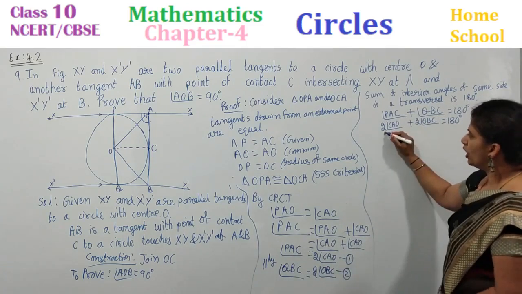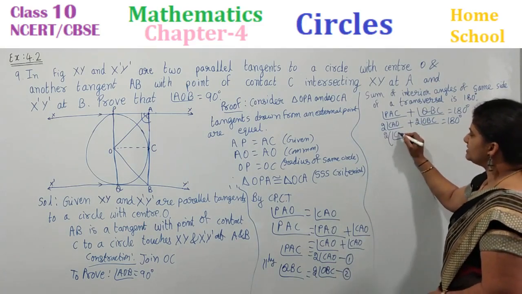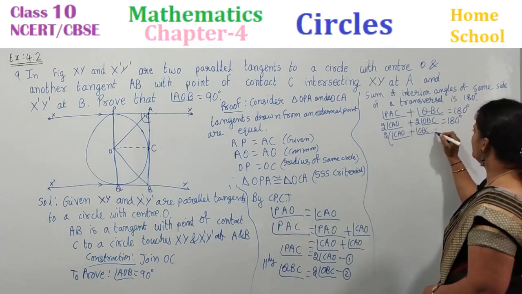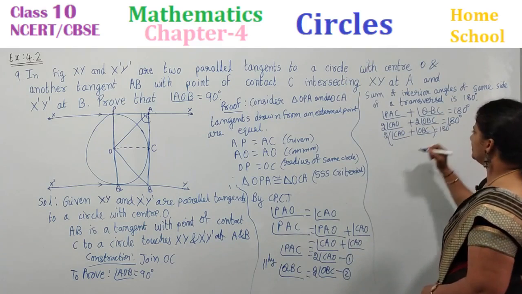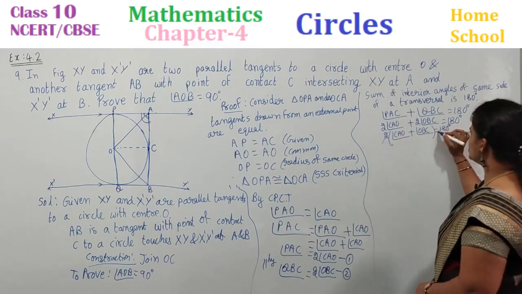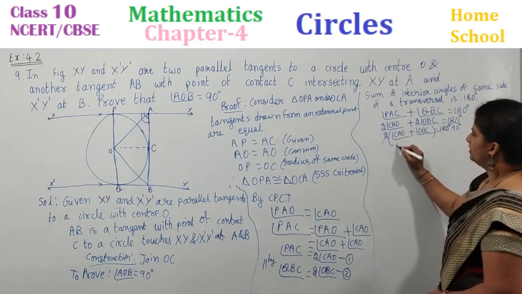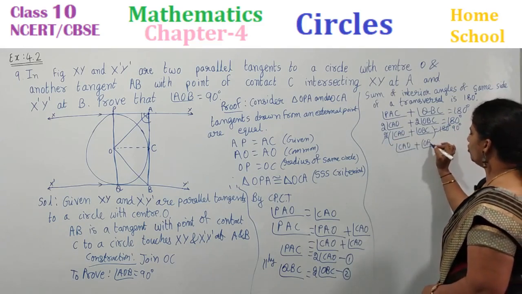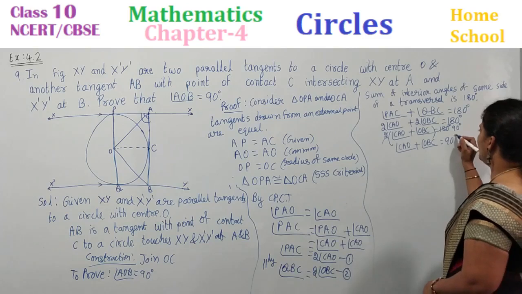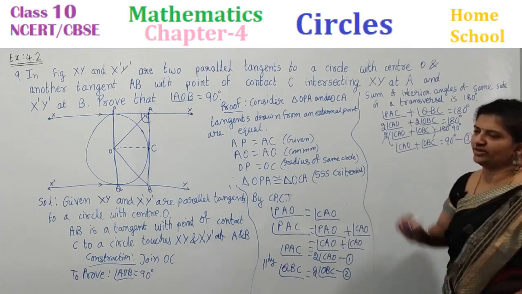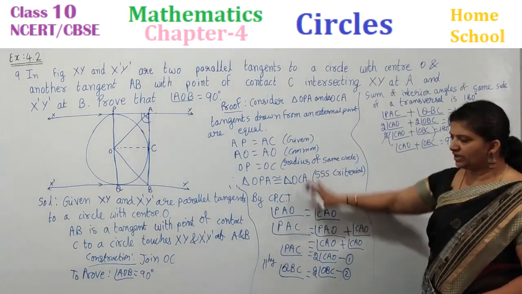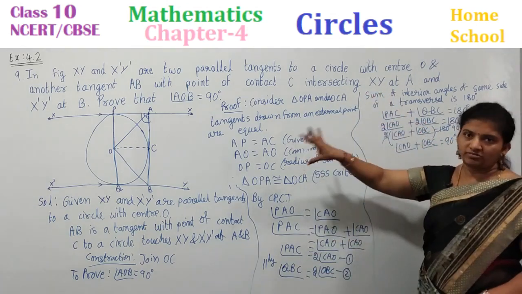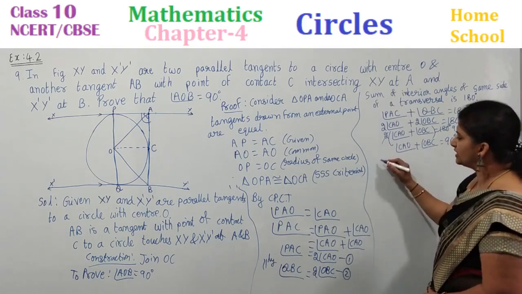Now take 2 common. Angle CAO plus angle OBC is equal to 180 degrees divided by 2. Cancel this to 90 degrees. Therefore, angle CAO plus angle OBC is equal to 90 degrees. Mark this third equation. See here, up to here, the first set is completed. Then the second part of the problem is completed. Now third part, what is that?